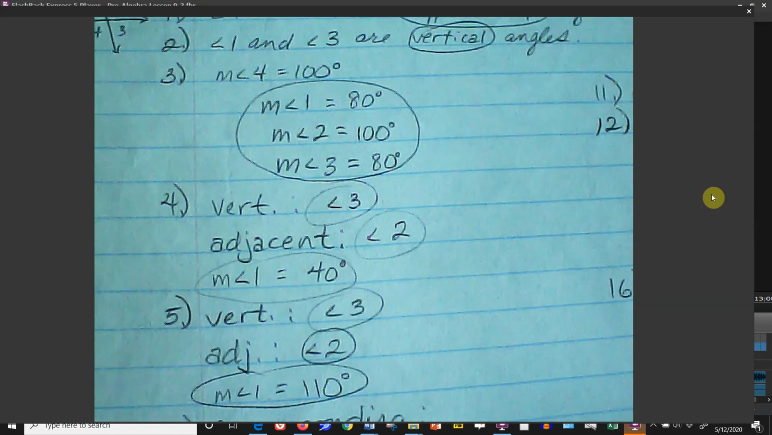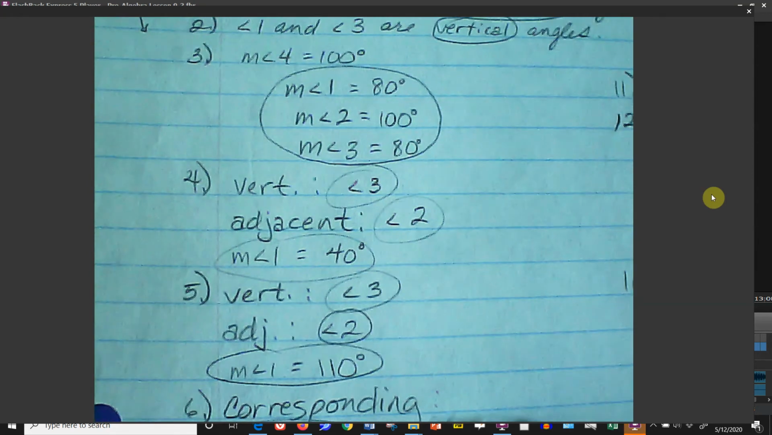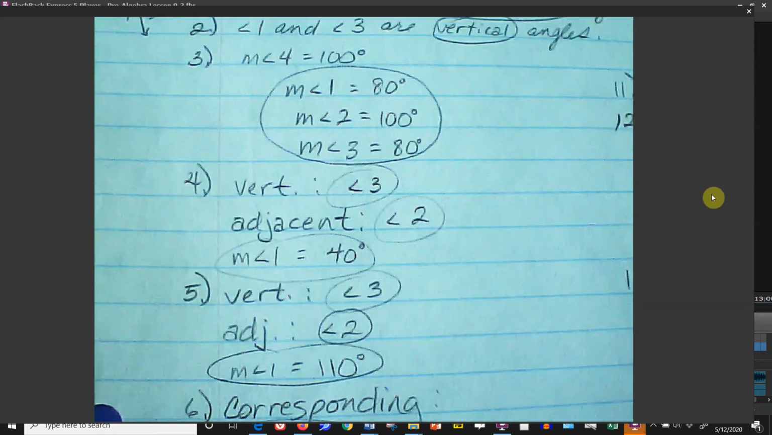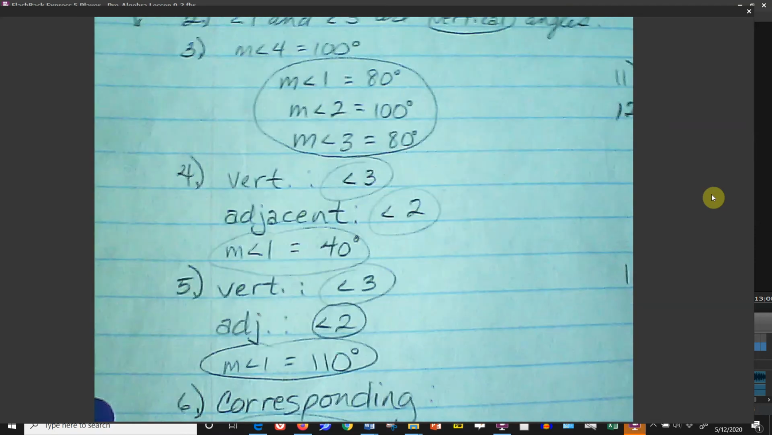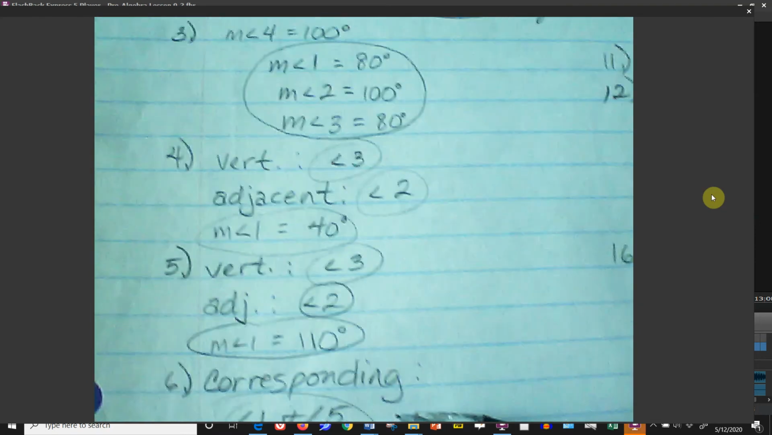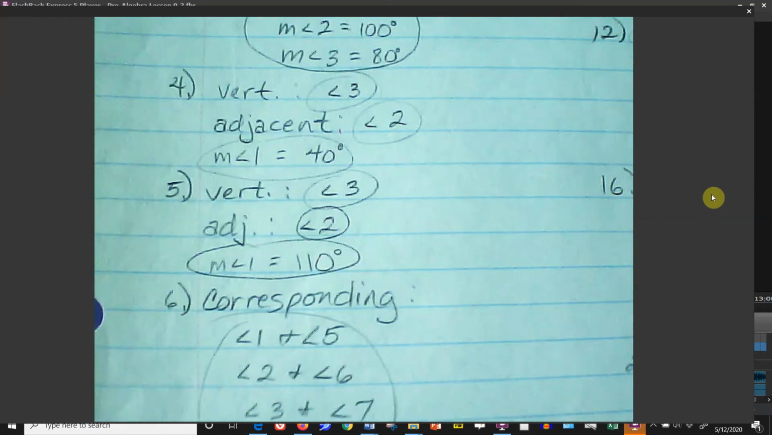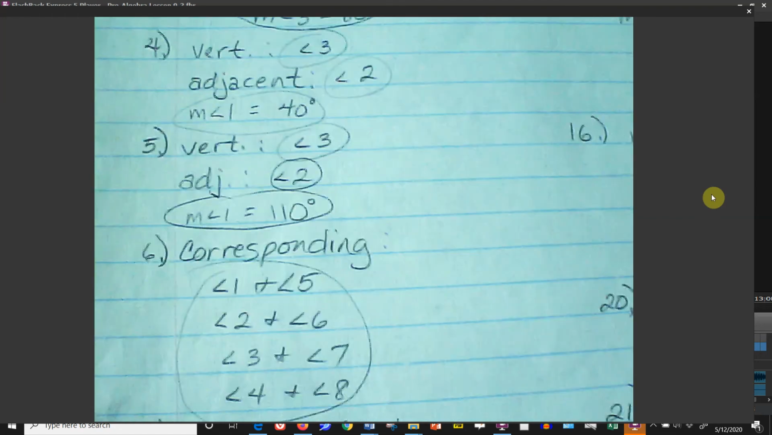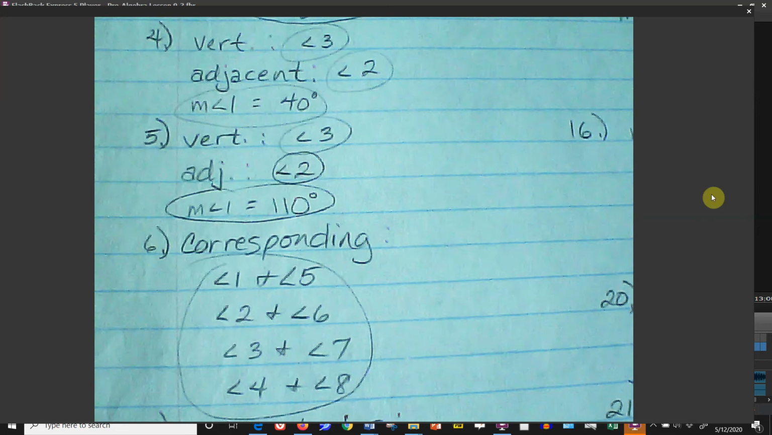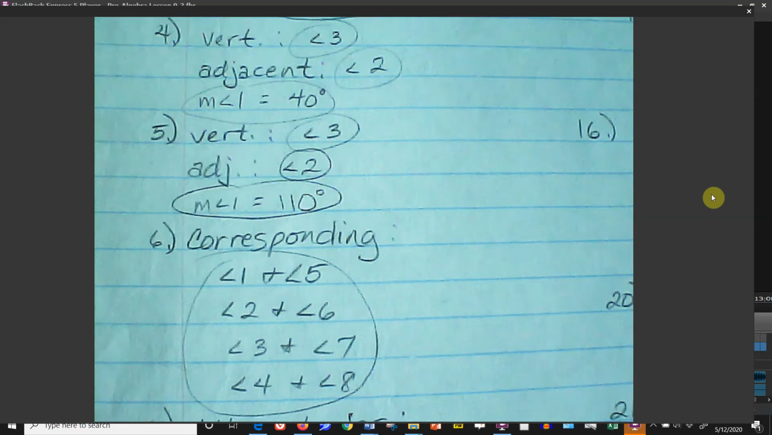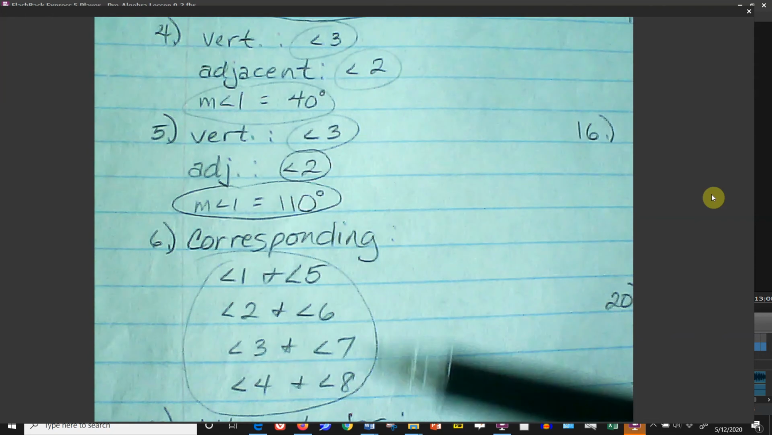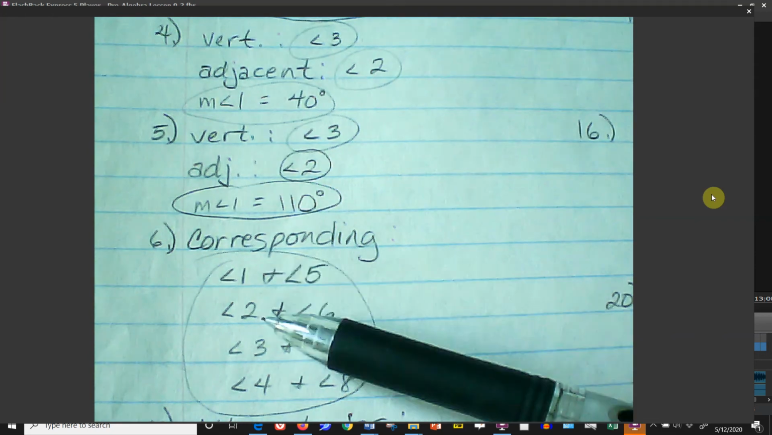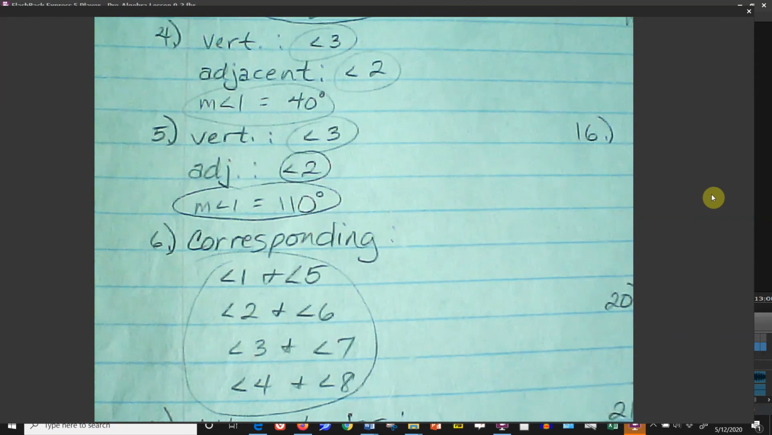For number 6, we needed to have the corresponding angles. So this has to be pairs of angles. So you have to have angle whatever and angle whatever, and they go in pairs. We've got 4 pairs. Okay, so your notation should be very similar to what you see circled here. Angle 1 is corresponding to angle 5, angle 2 and angle 6 are corresponding, angle 3 and angle 7, angle 4 and angle 8. If you had a little congruent thing between them, you could also do that. That would be totally fine.